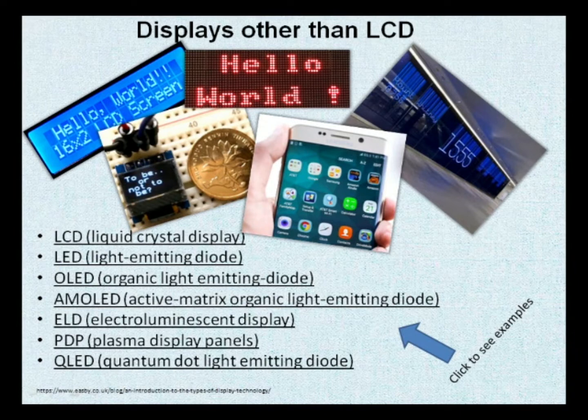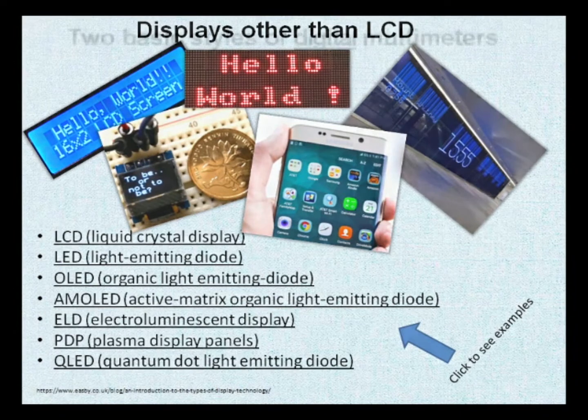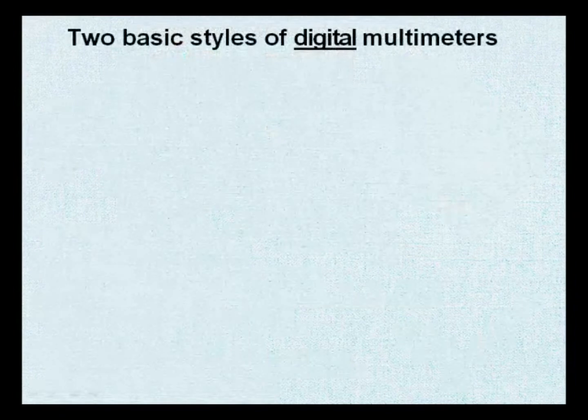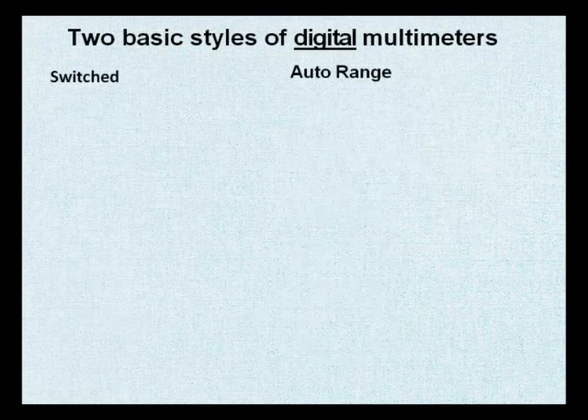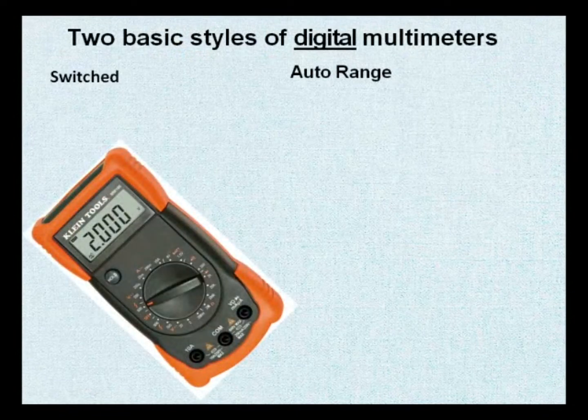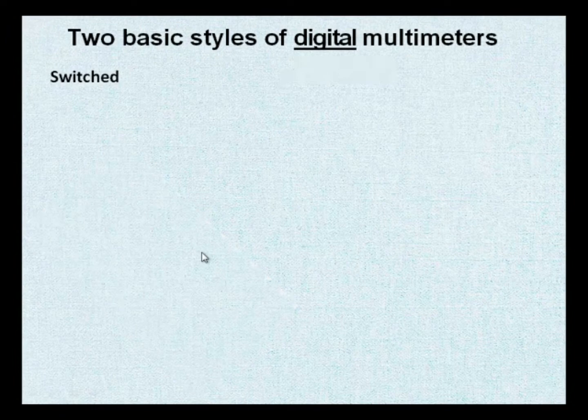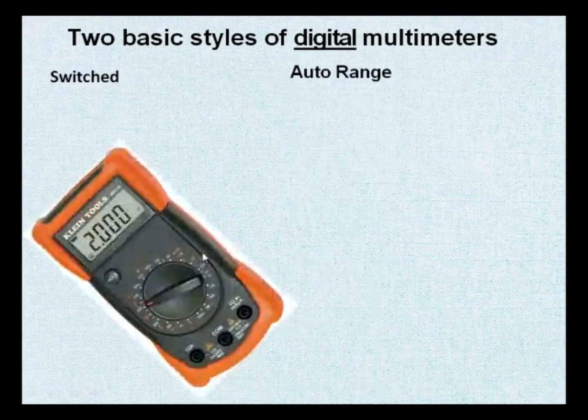Oops, that's not this computer. It's this one here. Two basic styles of digital multimeters: switched and auto range. This is an example of a switched multimeter. Can I zoom this thing in here or not? Oh, I can't. All right.